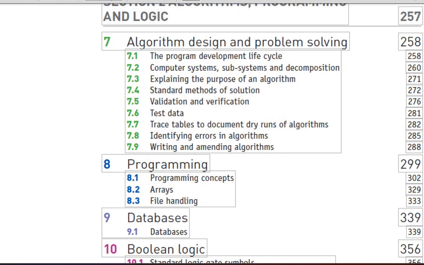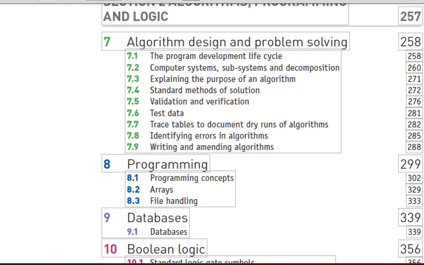Number 3, explain the purpose of an algorithm. It is a representation of your problem, and an easier way to explain the solution to your problems. Problems here means problems related to the computer, the machine. Later on we will discuss what kind of problems we are talking about. We will talk about standard methods of solution, for example, the solution can be an algorithm, a pseudocode, or a flowchart.